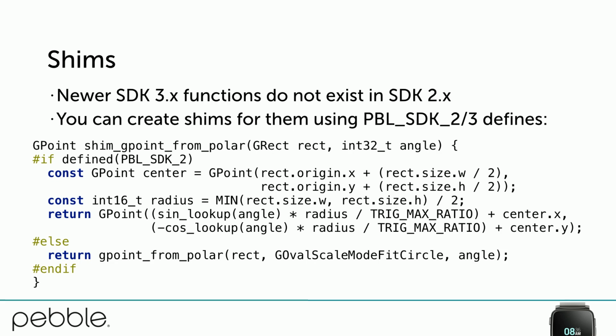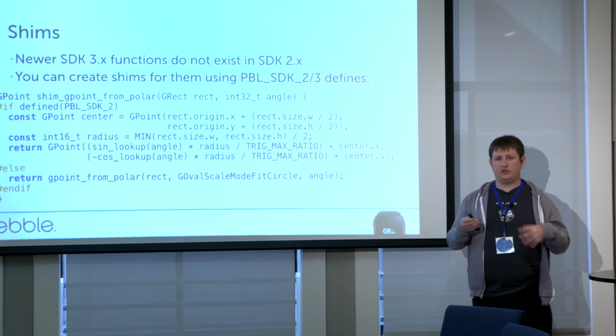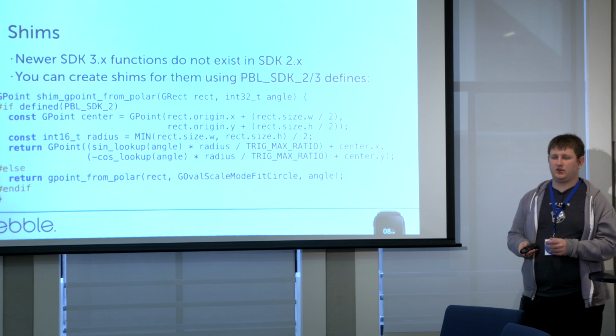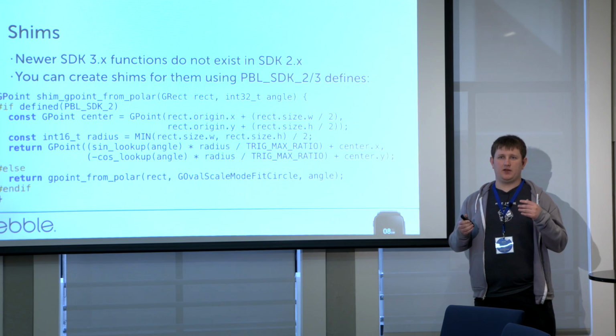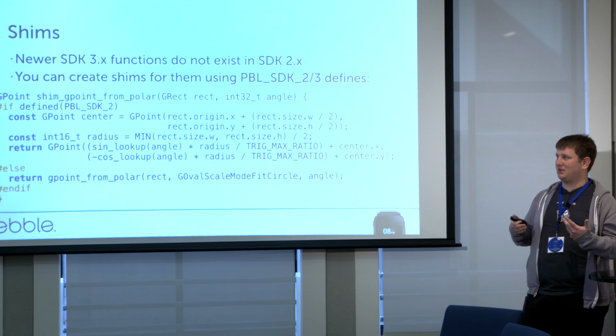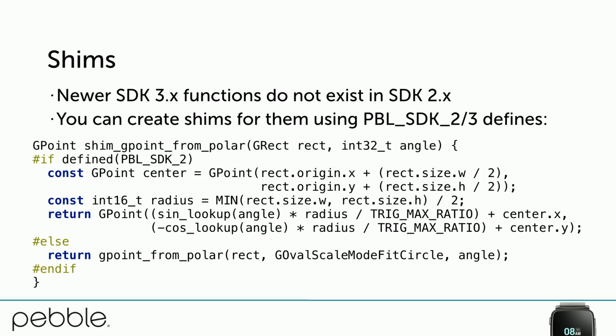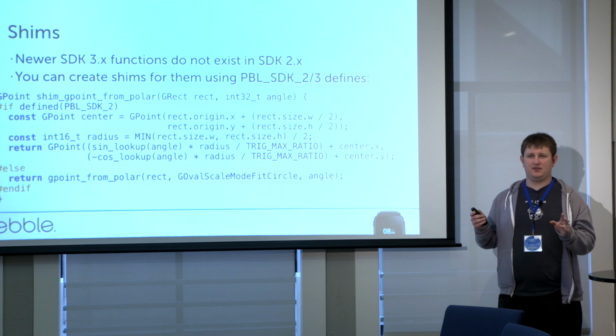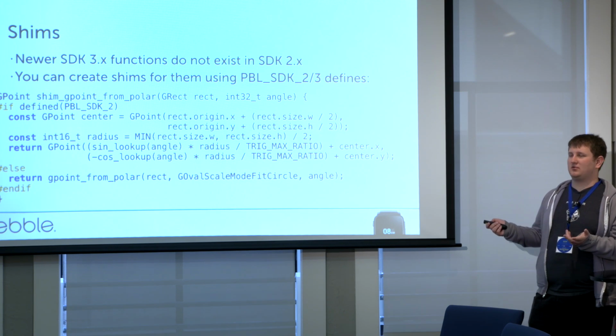So I mentioned that some functions just don't exist on the SDK we currently have available for Aplite that do exist on the SDKs that we have for Basalt and Chalk. You can use the idea of a shim to help bridge this gap. And a shim is traditionally just like a small library that helps provide functionality that doesn't exist on one platform in the context of a multi-platform application. So in this case, we're defining a function, shim gpoint from polar. It's a function I want to call for my application's code without caring about the SDK that I'm compiling against. I just want to be able to use this functionality.